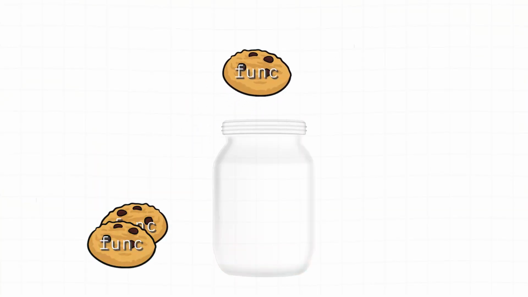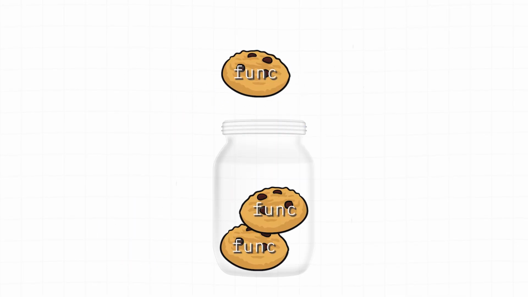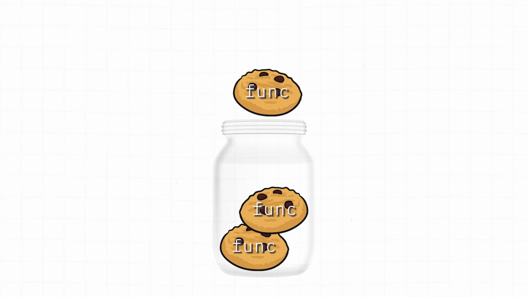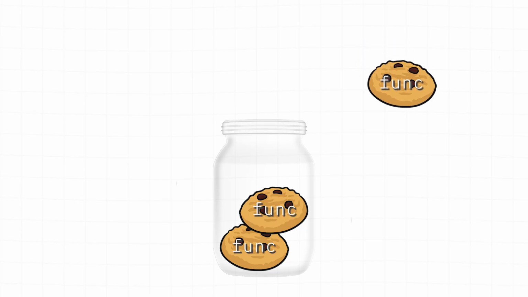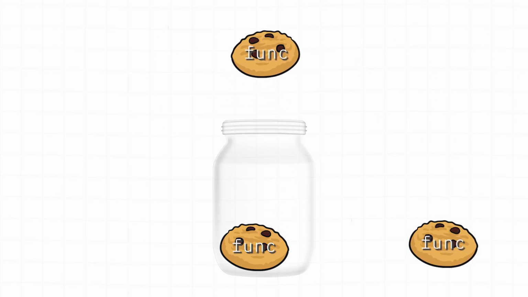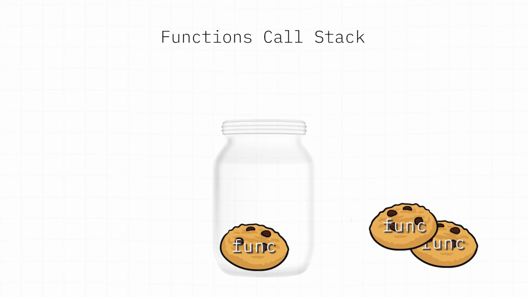The stack can be represented as a cookie jar. Cookies that arrived into the jar first will be eaten last. The most common use case is when the function calls another function, which calls another function, etc. When control is passed from one function to another, we need to remember where to return execution control when returning from the function. That stack is called functions call stack.